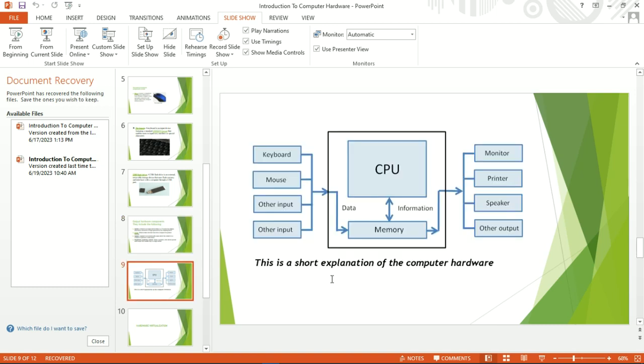Now here is a small flowchart of how the input and output devices work. You can see that the keyboard, the mouse, and other input devices are on the left side. When you use them to key in the data, the data goes to the CPU and the memory, and after that the data gets out through the monitor, the printer, the speaker, or any other output devices.